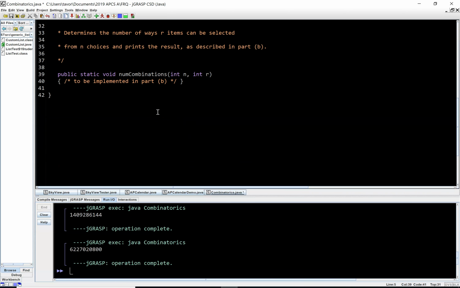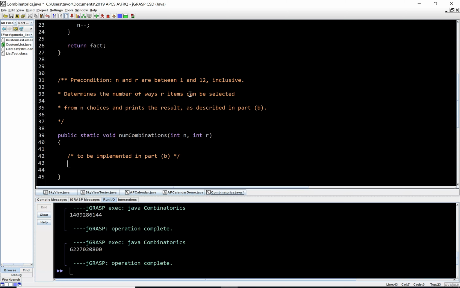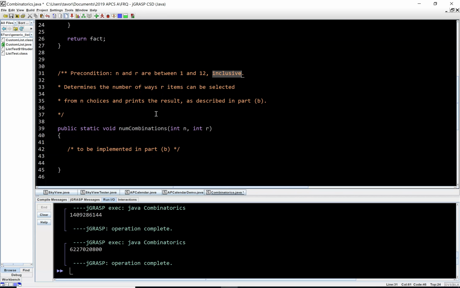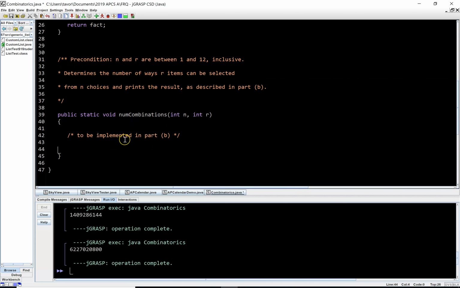I'm going to come in here and I'm going to try to write this so that it makes good sense. But I'm going to say here, for example, now again, the precondition is n and r, both n and r are a number between 1 and 12, inclusive, meaning including 1 and 12. From n choices, prints the result as described in part B, determines the number of ways r items can be selected.